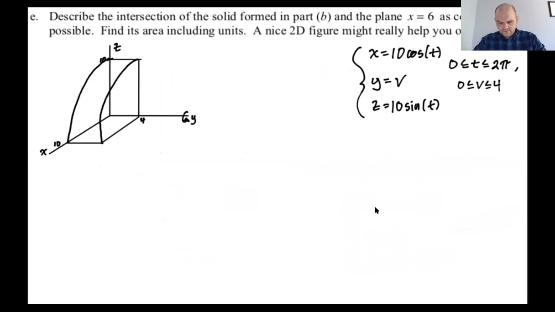Describe the intersection of the solid formed in part B and the plane x equals 6. All right, looking at this figure, think about your wheel of cheese that I mentioned in part B maybe. Instead of slicing it with the circles, which is perpendicular to the axis of revolution, we're going to go along the axis of revolution. So the easiest thing to think about is what if we went straight through? What if we let the z-axis slice straight through there?